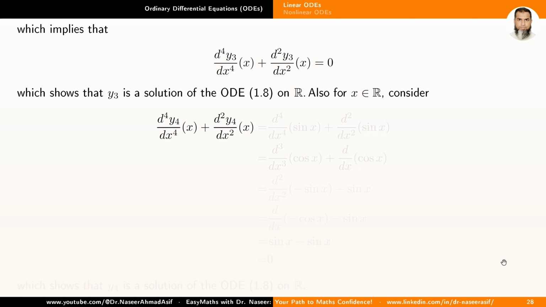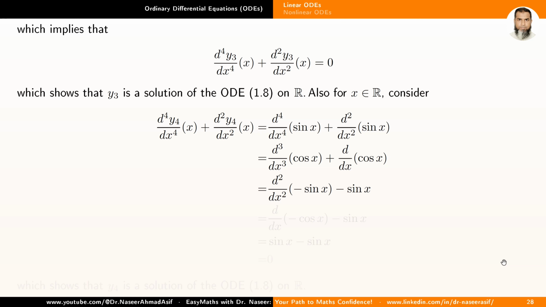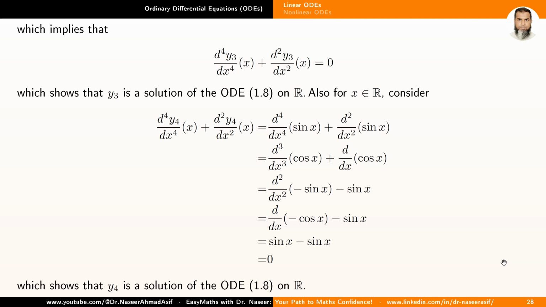Also for x belonging to R, consider d⁴y4/dx⁴ plus d²y4/dx², which is equal to d⁴/dx⁴ of sine x plus d²/dx² of sine x, which is equal to d³/dx³ of cosine x plus d/dx of cosine x, which is equal to d²/dx² of minus sine x minus sine x, which is equal to d/dx of minus cosine x minus sine x, which is equal to sine x minus sine x, which is equal to 0. We show that y4 is a solution of the ODE 1.8 on R.